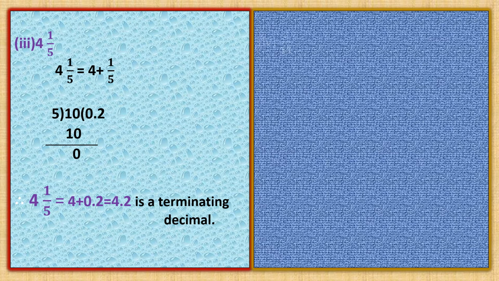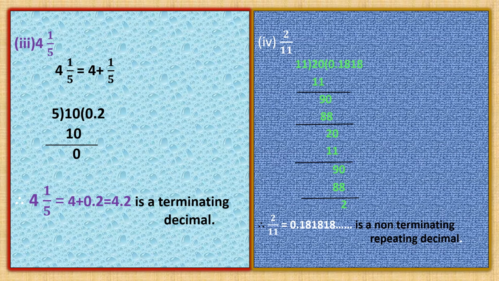So let us go to the next problem, 2 by 11. So if you divide 2 by 11, you'll get the remainder as 2 here. So here you got remainder 2, but we told that if the remainder is 0, then only it is terminating. If the remainder is not equal to 0, then it is non-terminating. Okay, till here it is okay. It is not giving remainder 0, so it is non-terminating.